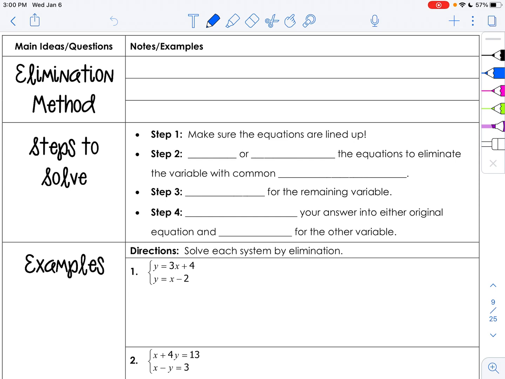Or, if you have parallel lines, your answer is no solution. And if your two lines are the same, your answer is infinite solutions. So we're looking at the same type of problems, but we're going to go about solving it in a different way. We're going to be using the elimination method. The elimination method is a method for solving systems by adding or subtracting.